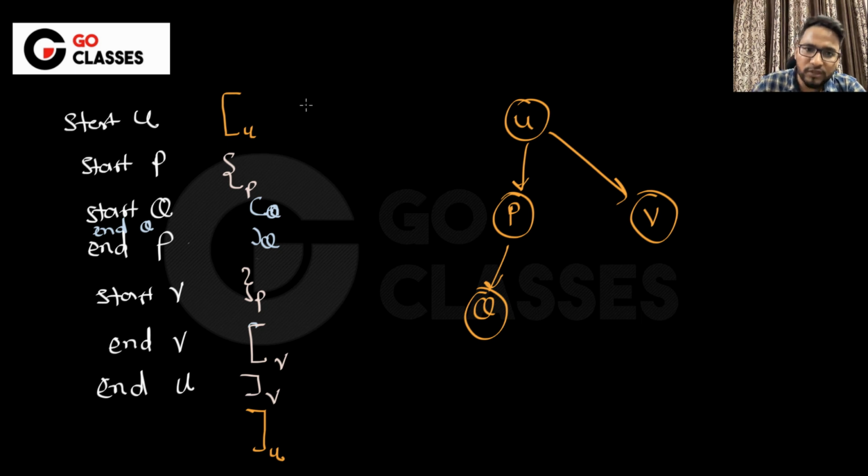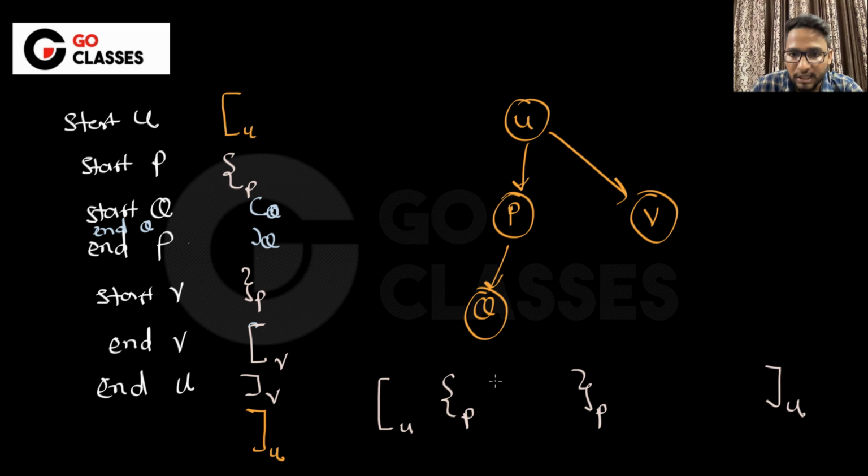Now you just notice one thing, that this is one parenthesis pair, right? This is start of u and end of u is one kind of parenthesis, and in between there are balanced parentheses. See, this is start of u and this is end of u. Now let's assume that this is one kind of parenthesis, and in between this is start of p and this is end of p, this is balanced. This is start of q, this is end of q, this is balanced.